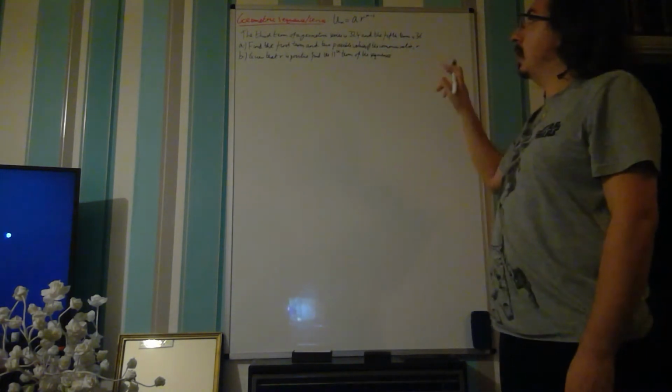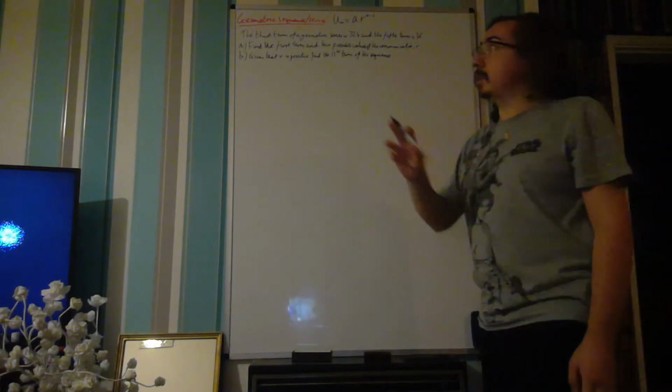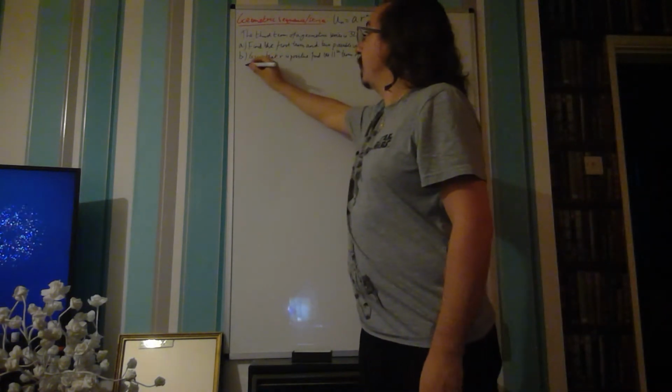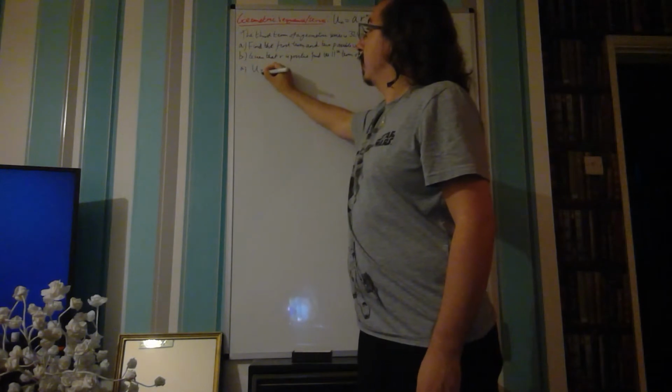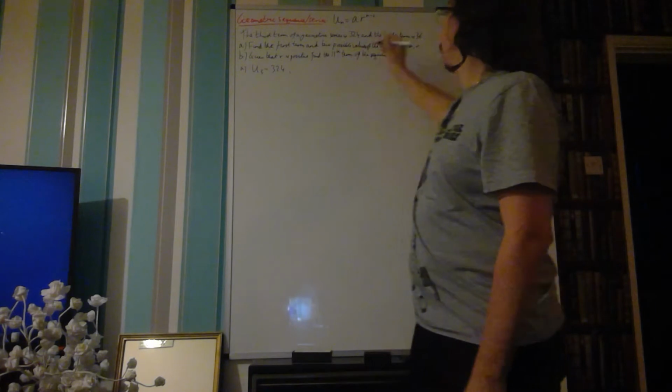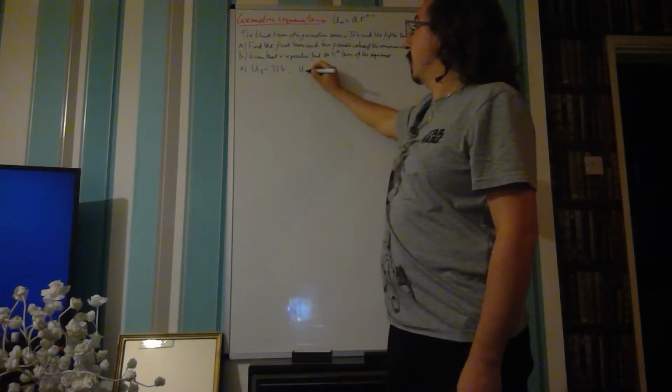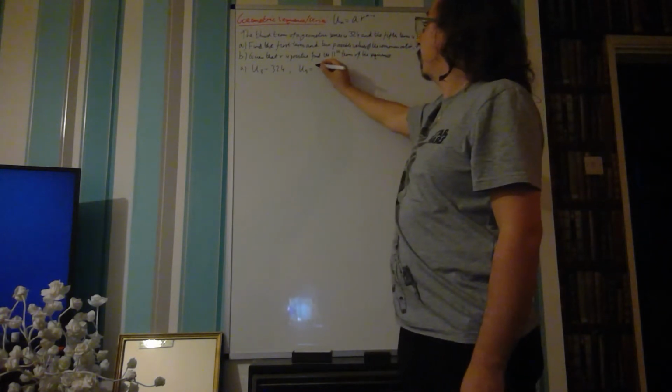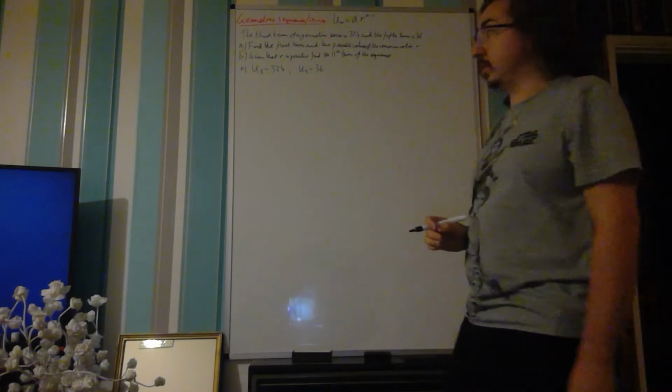So we're given two key pieces of information, so let's write out what these are. First of all, in part A, we're given the third term u3 is equal to 324. We're also given that the fifth term u5 is equal to 36.